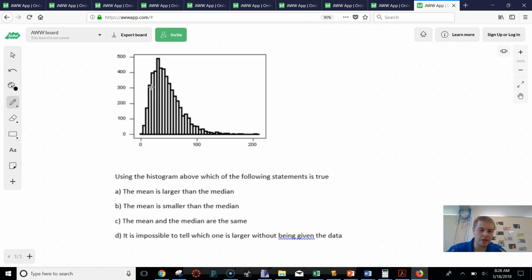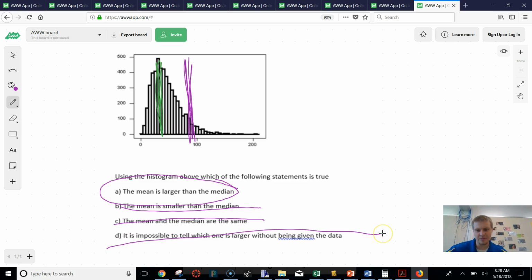In this last one, we want to know which of these statements is true. So it says the mean is larger than the median. Well, I would assume that the median would be right in here in the middle, and because it's skewed, I'd assume the mean would be out here. So that statement is true. Obviously the opposite would be false. Obviously the mean and the median aren't the same, and obviously it wasn't impossible for us to tell because we told right off the bat that that was true.